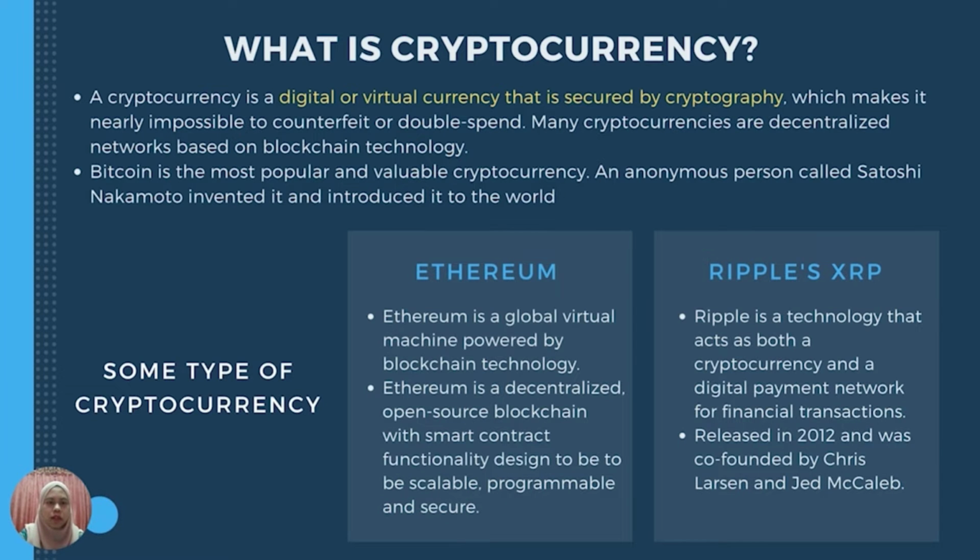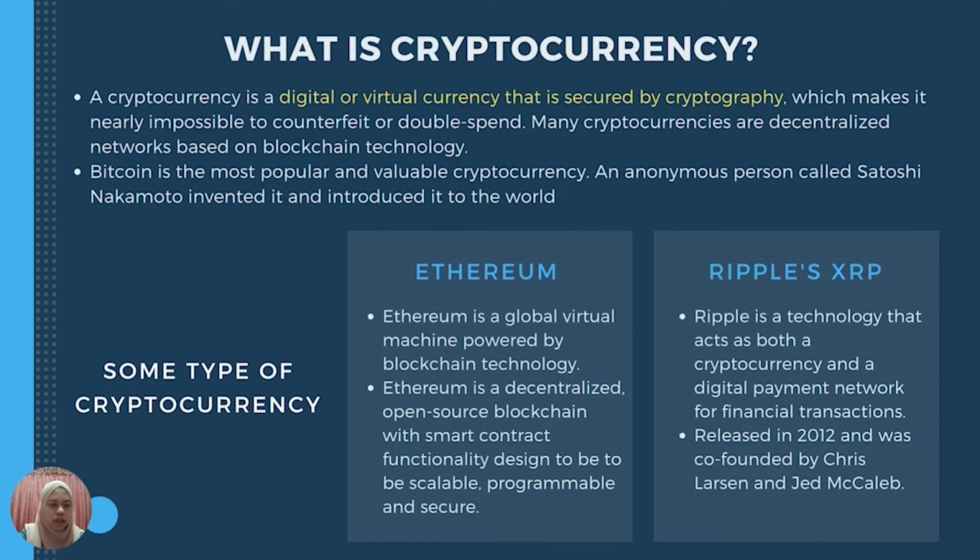Next, we go to what is cryptocurrency. It's a digital or virtual currency that is secured by cryptography. Many cryptocurrencies are decentralized networks based on blockchain technology. For example, Bitcoin is the most popular and valuable cryptocurrency.